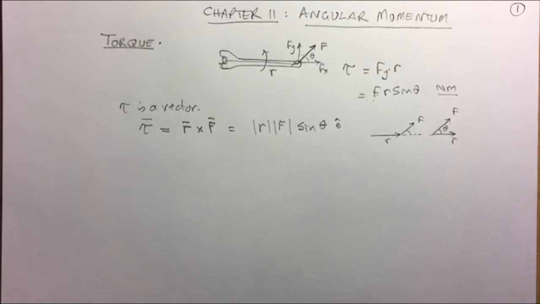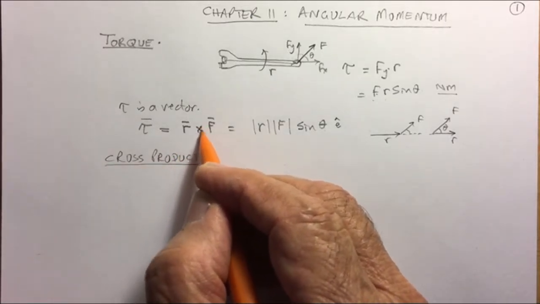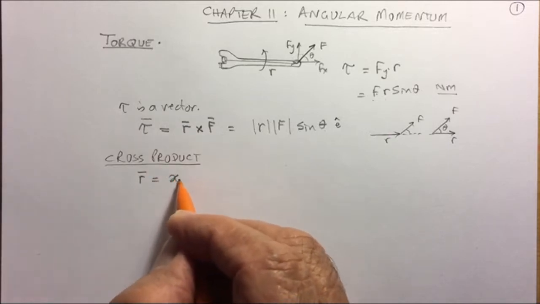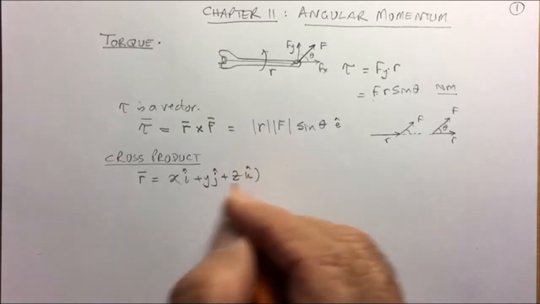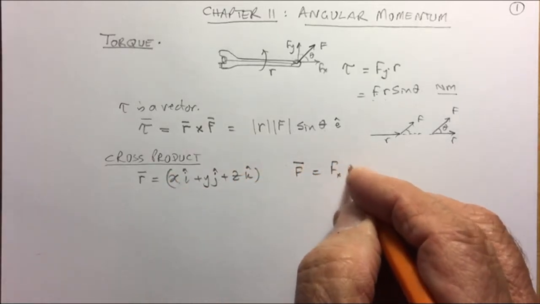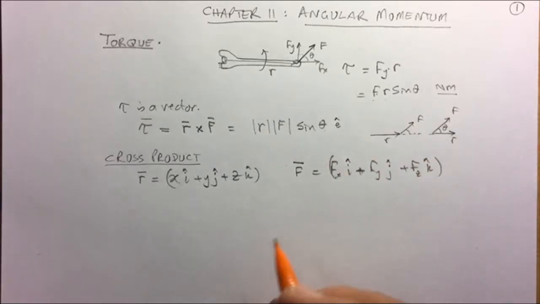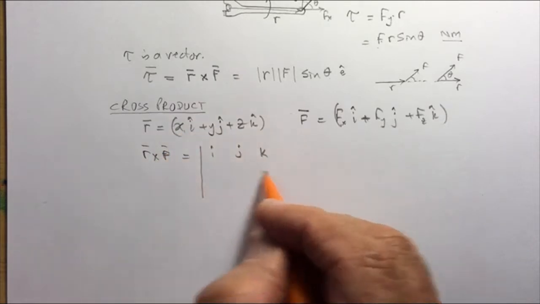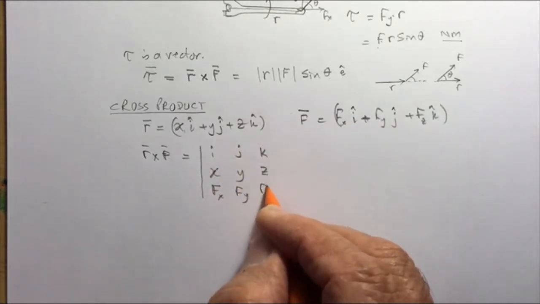Now, just a review of cross product. This is a cross product, it's not a multiplication, and we will now take the cross product of two vectors. So if vector R is xi plus yj plus zk, and a vector F is fxi plus fyj plus fzk, then R cross F can be written as a determinant with i, j, k, and we write the first vector, which is x, y, z. The order of the vectors is important, and the second one is fx, fy, and fz.